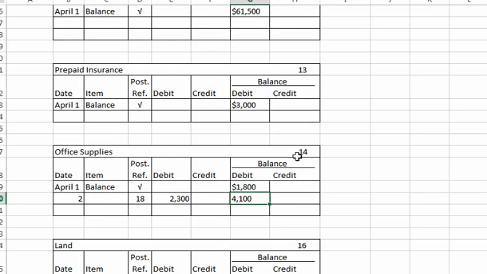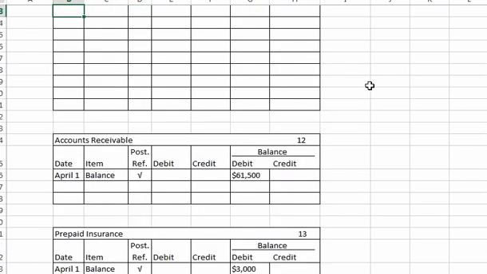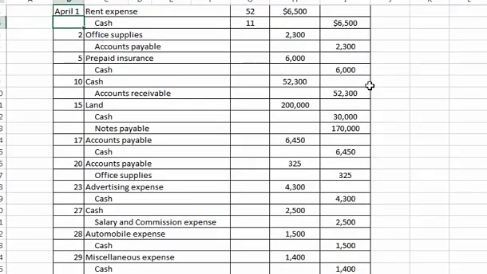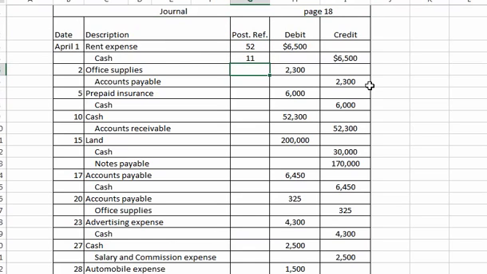Now the final step. Office supplies is account number 14. So we come back up on the journal and put the 14 in the posting reference column. Okay, now we got a credit to accounts payable for $2,300, also on the 2nd from journal page 18.